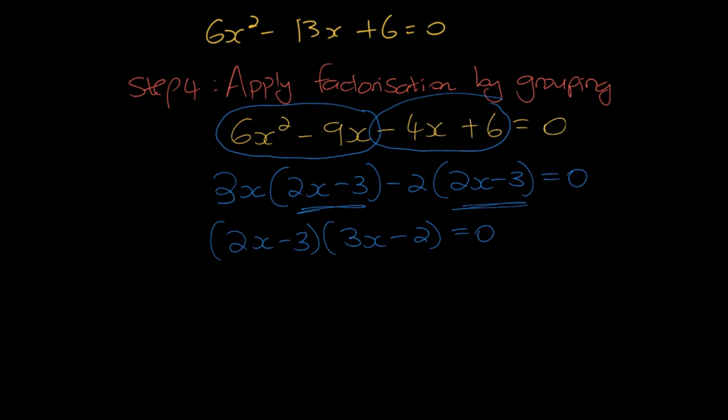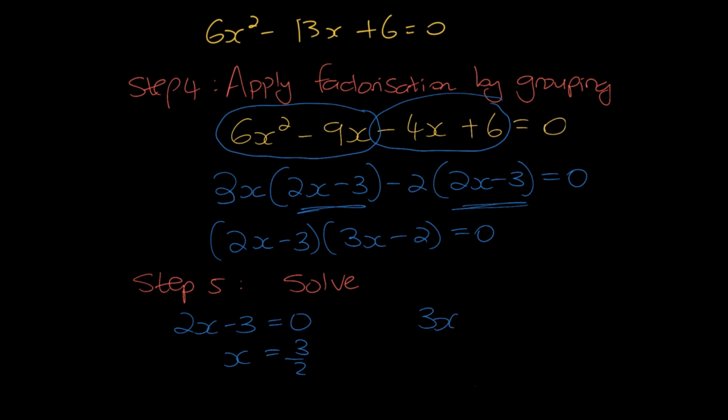And finally, in step 5, we solve by making each bracket equal to 0. So we're going to say 2x minus 3 equals 0. Therefore, x equals 3 over 2. And we've got 3x minus 2 equals 0. So x equals 2 over 3.